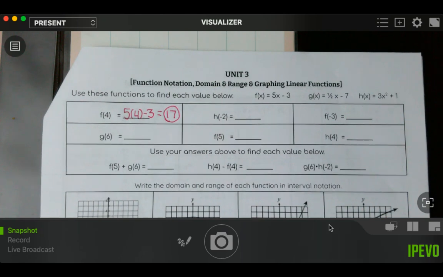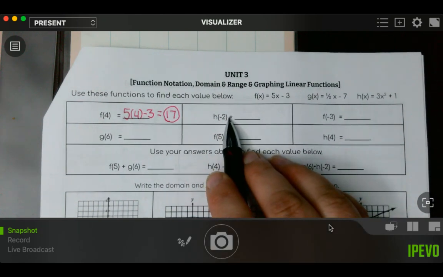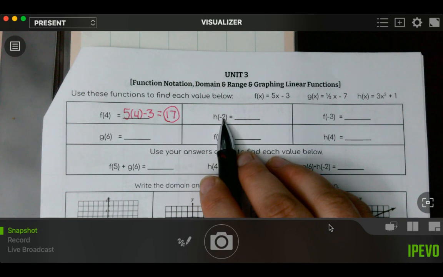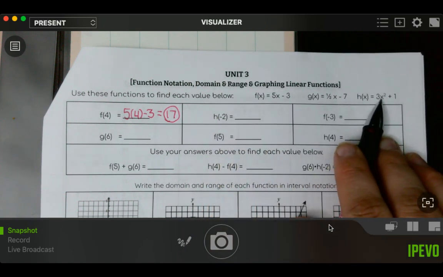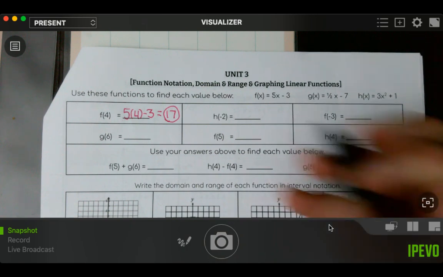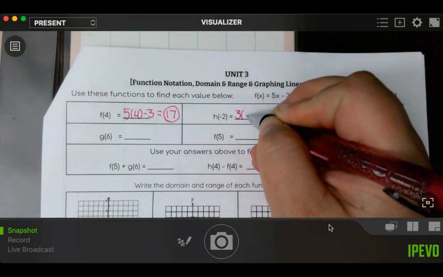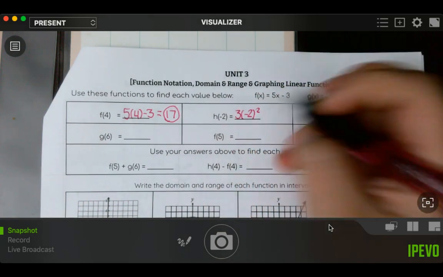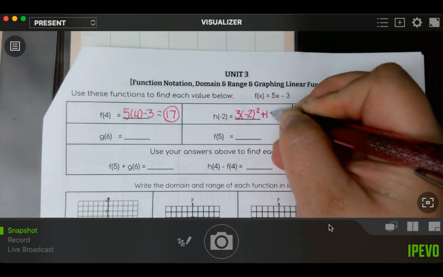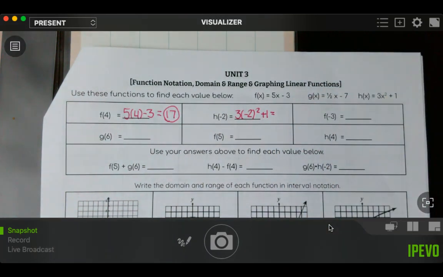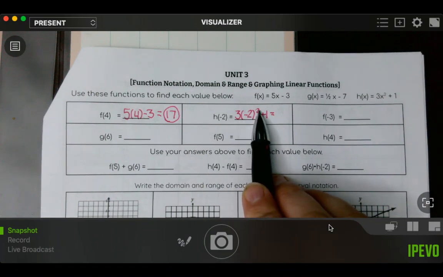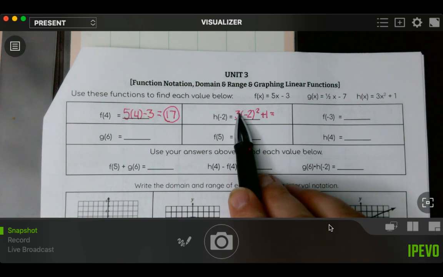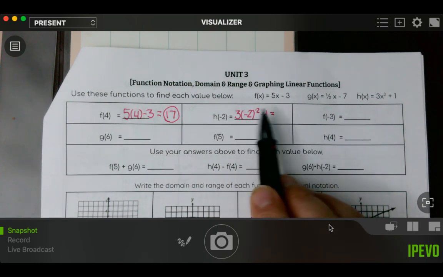Then, for this one has h and it has negative 2. So we're going to go replace this x in the h equation with negative 2. And you can either do this in a calculator or you can do it yourself. Here's how you do it yourself. Square this number before you multiply by 3. Negative 2 squared is 4. 4 times 3 is 12, and 12 plus 1 is 13.